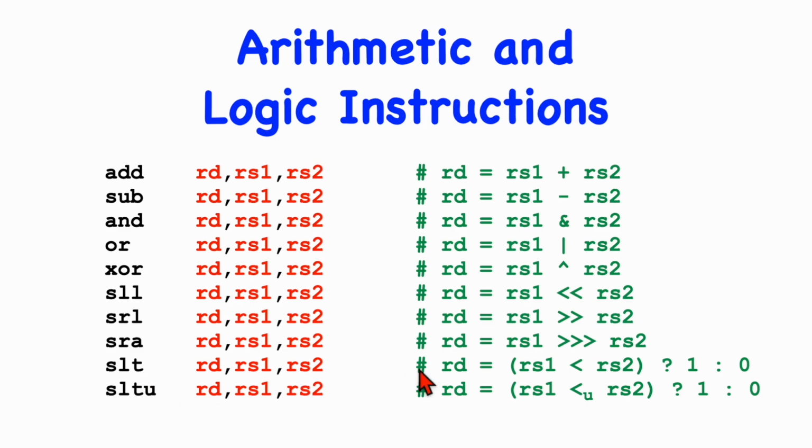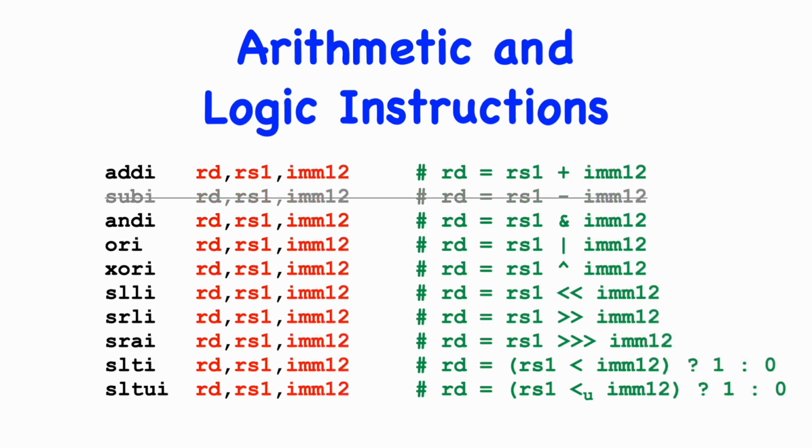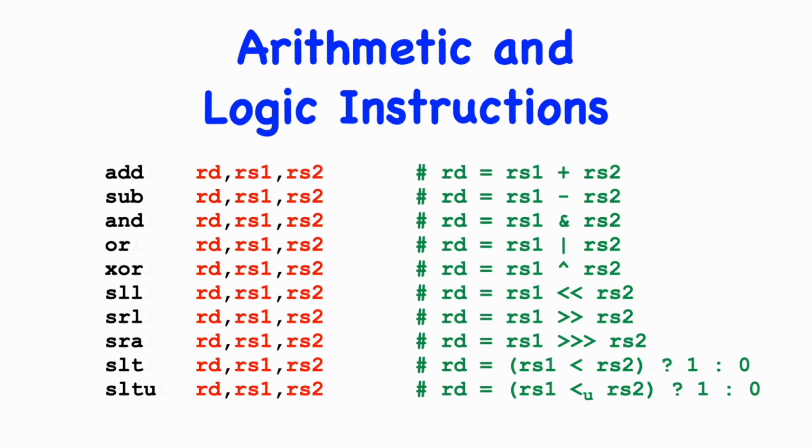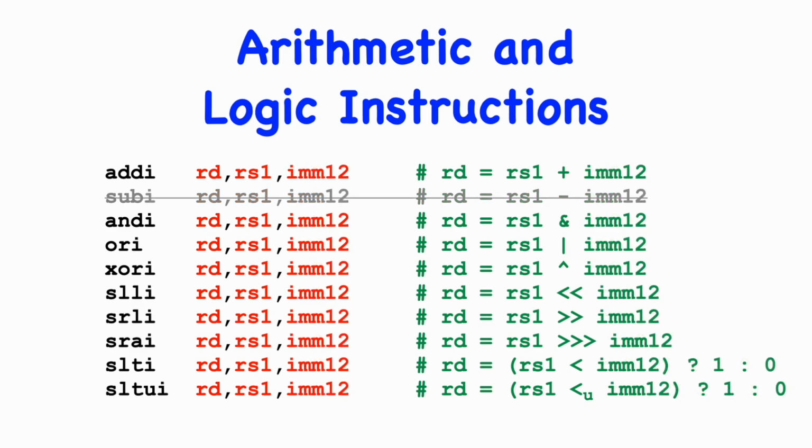These two instructions will move either a 0 or a 1 into the destination register. They move a 1 in if RS1 is less than RS2, either using signed or unsigned comparison. Now we've also got some variations of these instructions that use immediate values, and so you can see it's the same exact instruction set, only the second operand has been replaced with an immediate value.